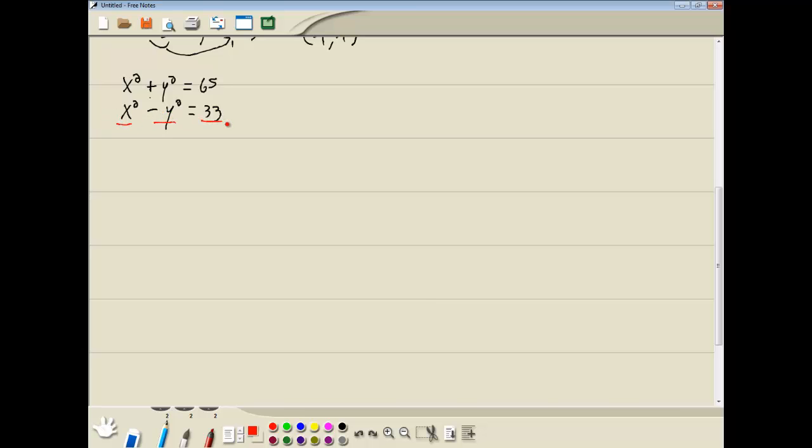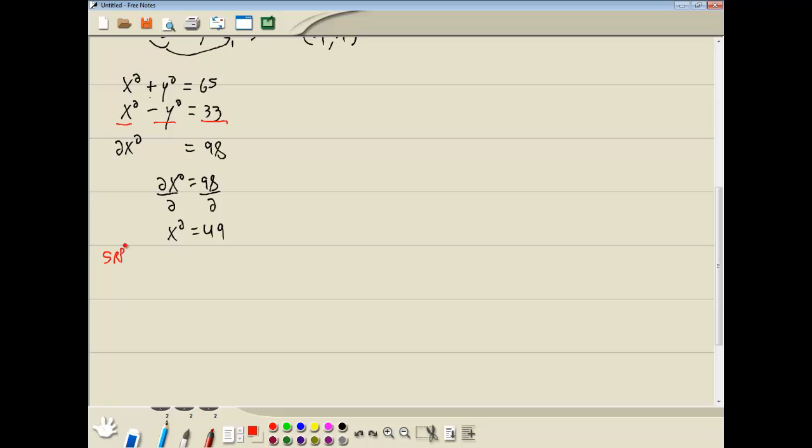If this had been an x and y down here, then addition method would probably not be your best bet. Okay, so we're going to add together the equations. x squared plus x squared is 2x squared. y squared minus y squared drops away. And the idea is to, again, eliminate one of your variables. 65 plus 33 is 98. So I got 2x squared is equal to 98. I'll divide both sides by 2. Then we get x squared is equal to 49.